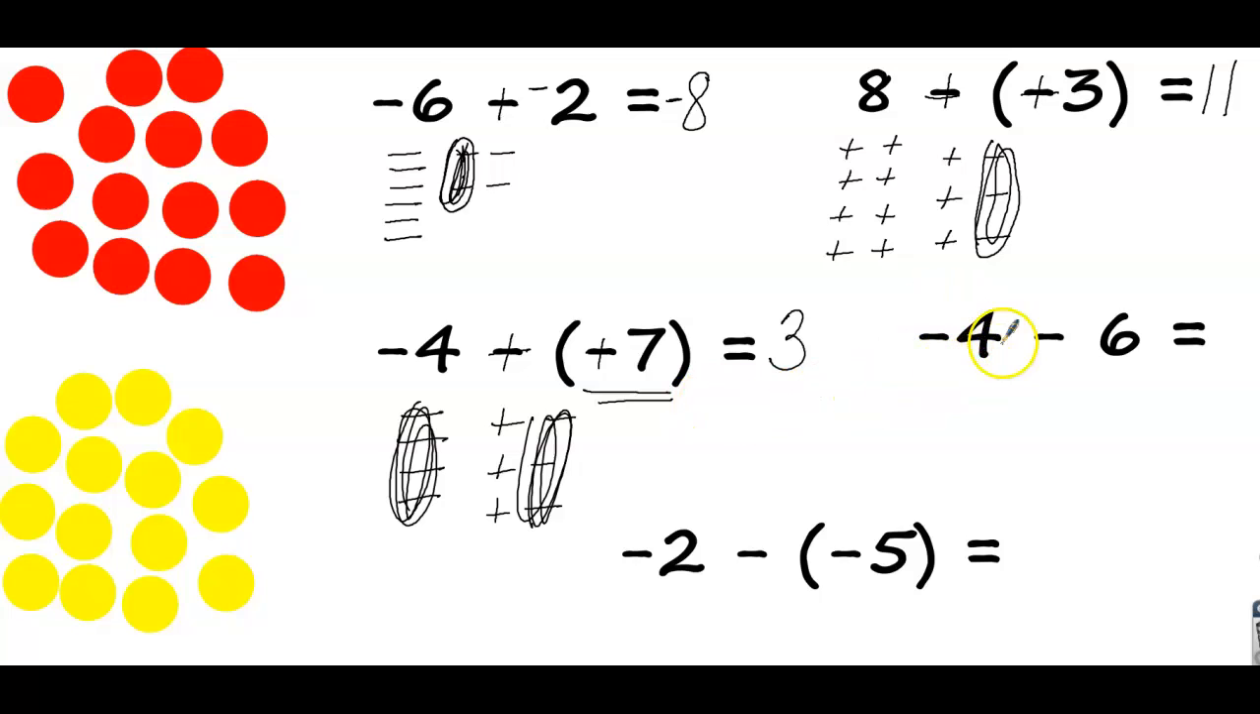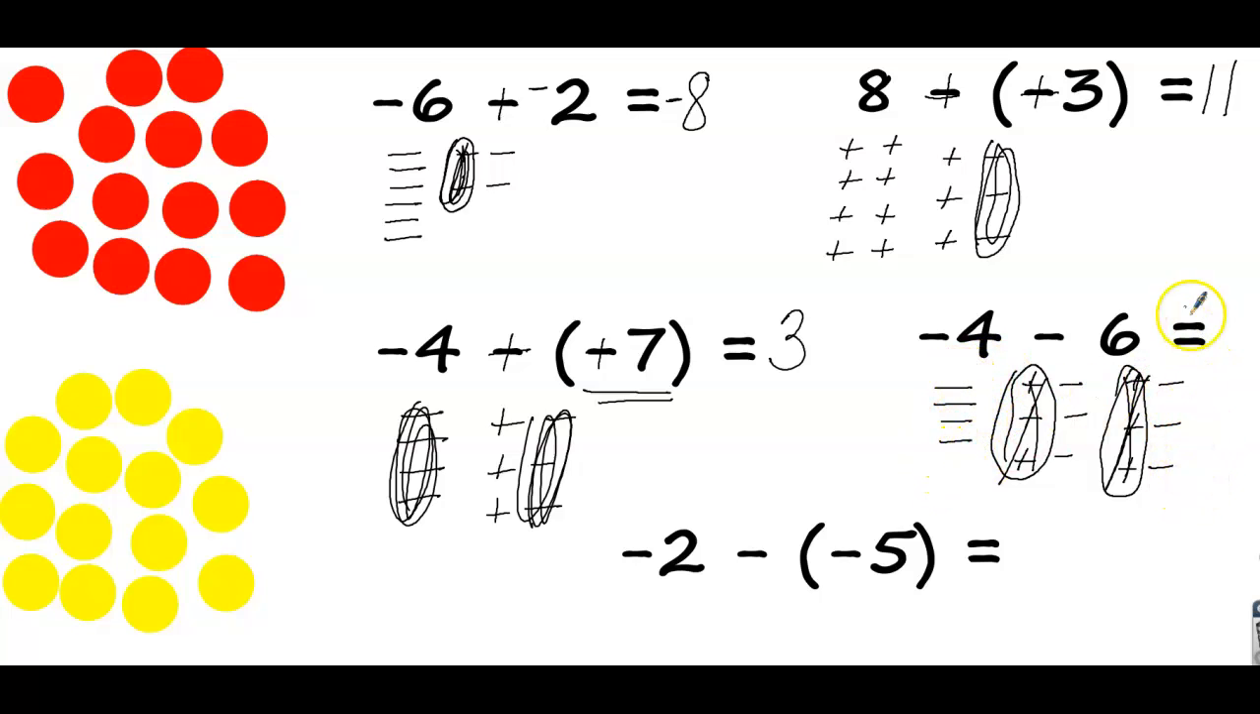Moving on, we have negative 4. 1, 2, 3, 4 negatives. And I want to take away 6 positives. I don't have 6 positives. So I have to add them. 1 zero pair, 2 zero pairs, 3 zero pairs, 4 zero pairs, 5 zero pairs, 6 zero pairs. Now I can take away the 6 positives. That's 3, and that's 3. So I took away 6 positives. What am I left with? 10 negatives.